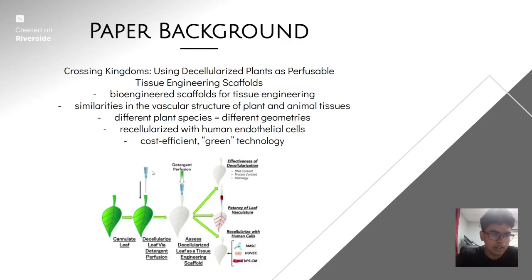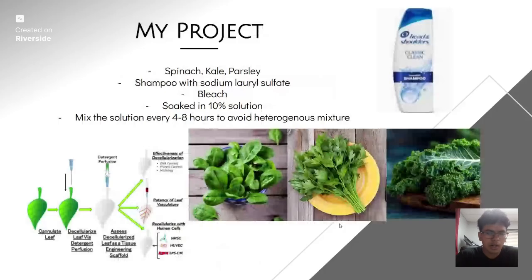They used a syringe to cannulate the leaf here, and then they bleached it so they could recellularize with human cells after. My project is similar in that I used spinach, kale, and parsley, which are different plants, to measure different geometries. But I used shampoo with sodium lauryl sulfate instead of the actual chemical itself, because shampoo is easier to find.